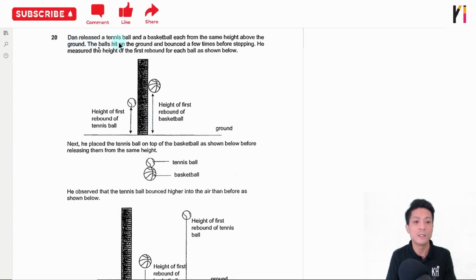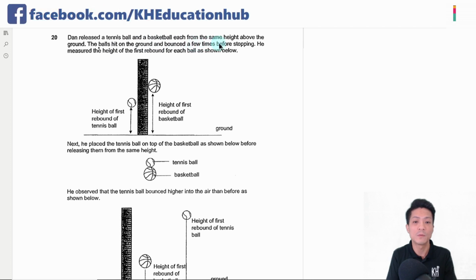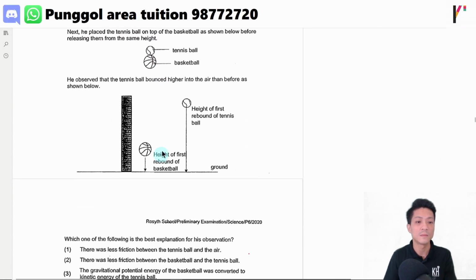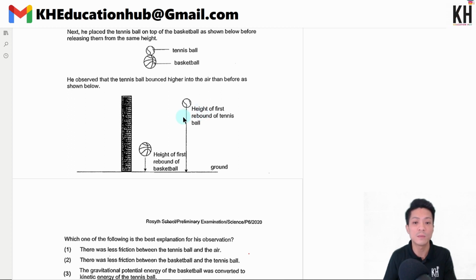Question 20. He released a tennis ball and a basketball each from the same height above the ground. The balls hit the ground and bounced a few times before stopping. He measured the height of the first rebound for each ball as shown below. Next, he placed the tennis ball on top of the basketball as shown over here, before releasing them from the same height. He observed that the tennis ball bounced higher into the air than before, as shown below.